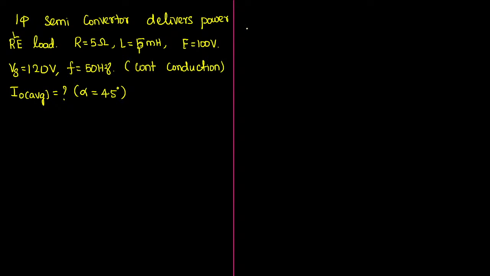Sir, given it is a semiconductor, of course everything is fine as usual. The question is, what is the I0 average? What type of question is it? What type of load, first of all? Given it is an RLE load. RLE load means resistance, inductance, battery will be given, and we will be observing the voltage across this whole terminal.